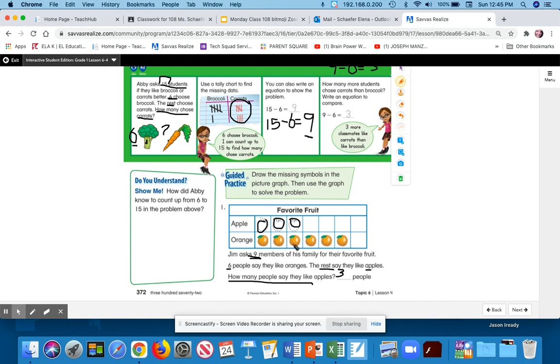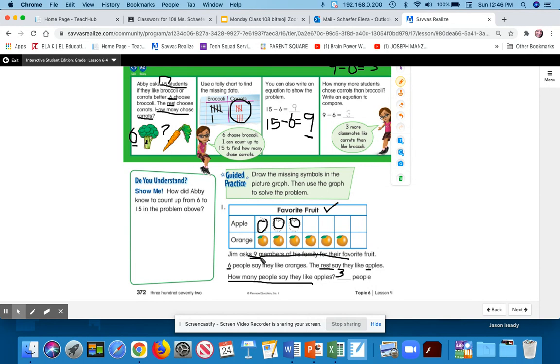So how did I know how to stop at 9? Well, if I look back in the problem, it says Jim asked 9 members of his family for their favorite fruit. That's our topic. Did he ask if they liked oranges? No, he wanted to know their favorite fruit. 6 people said oranges and 3 people said apples. So I'm going to stop counting at 9.